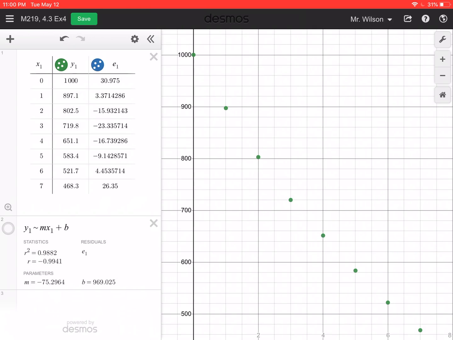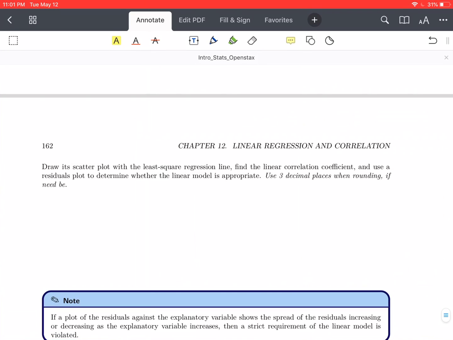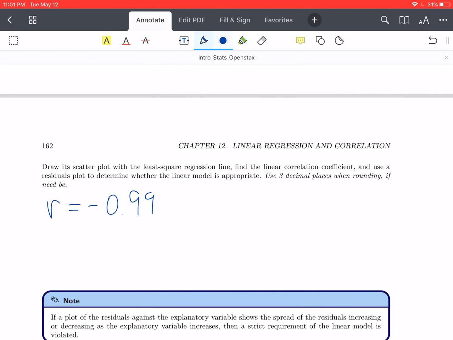And there's our data. Those are all our data points. If I draw that linear regression, you can see the line going right through those data points. It looks like a pretty good fit for that data set. All right, so now we have the correlation coefficient: R equals negative 0.994.